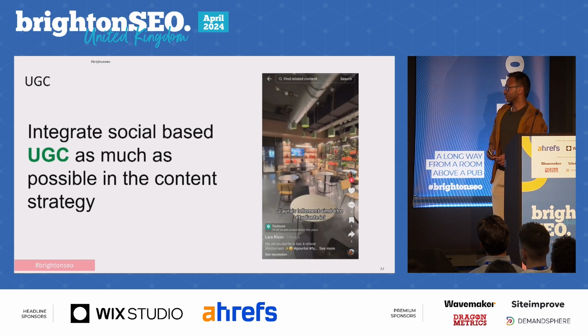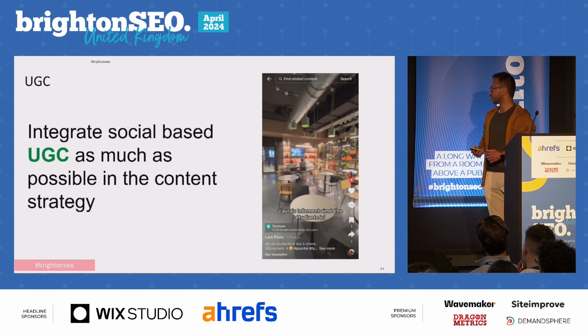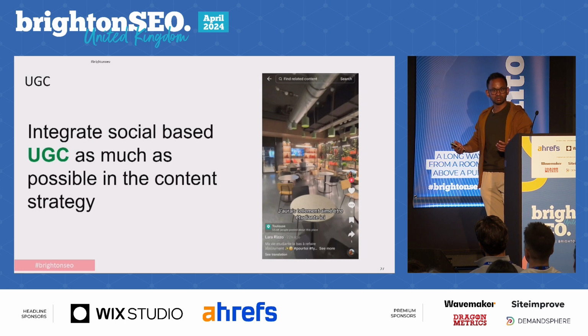And finally, also integrate UGC as much as possible in the content strategy, because you already have a lot of people. I mean, you can actually add authenticity to it, etc. So that really would help. And yeah, you can also tell the people who are making the UGC, okay, this is what people are looking for. Can you make content for this one?